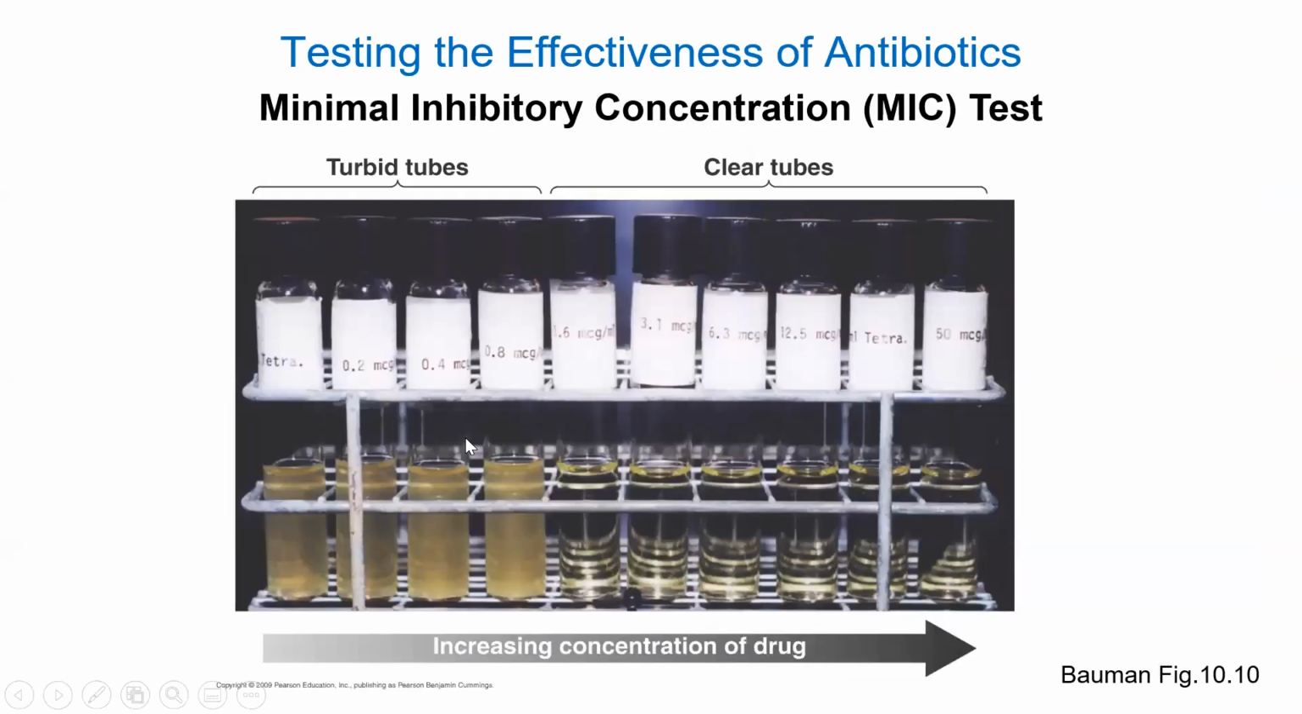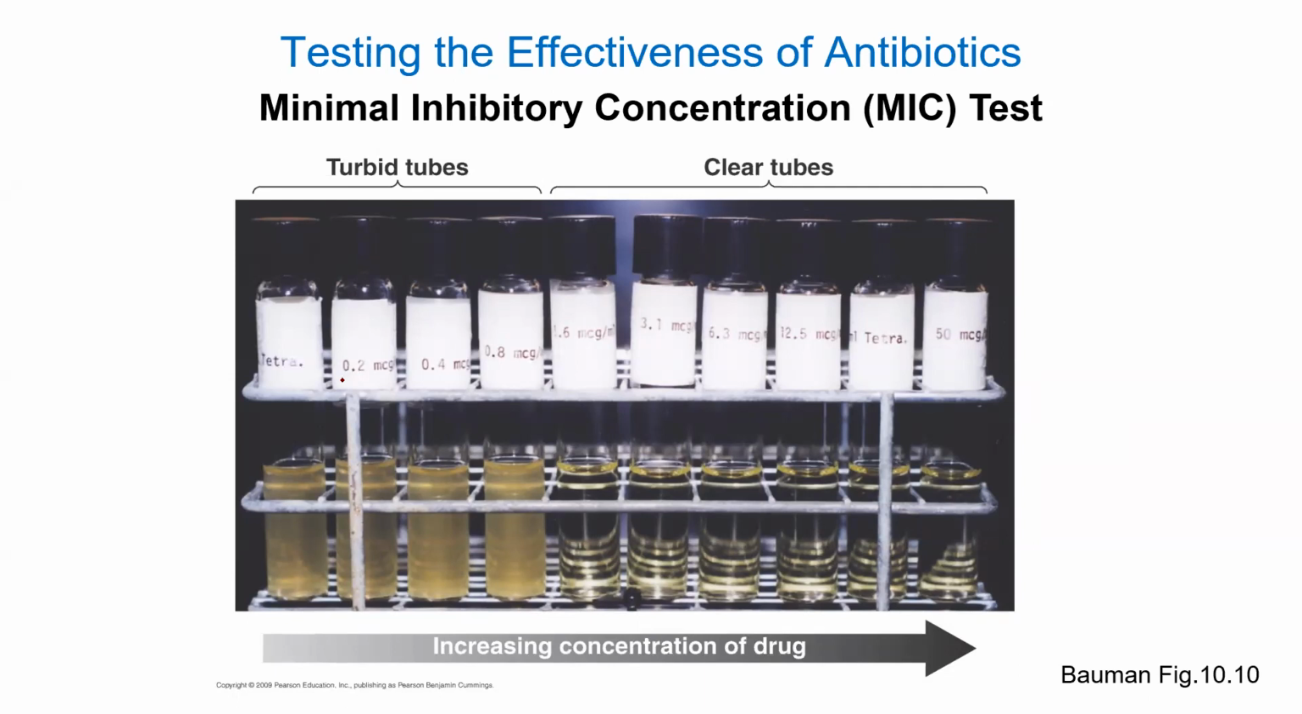The better test is something called the MIC, or minimal inhibitory concentration test. And I showed you this with the disinfectants. And really the whole idea is that you make a dilution series. So you're adding the drug to the test tubes and you're getting, in this case here, the concentration is increasing when you go from the left to the right. You can see the concentrations here.